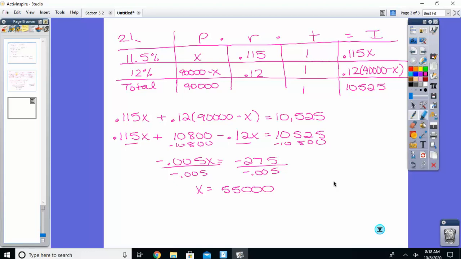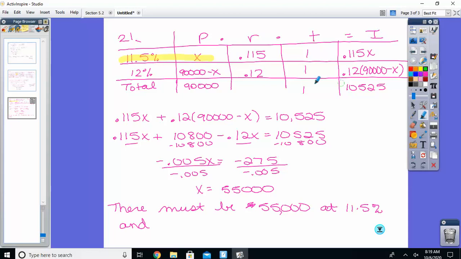So to answer the question, X was the 11.5%. So there must be $55,000 at 11.5%. And how do you get the amount at 12%? 90,000 minus X, so that would be 35,000 at 12%.